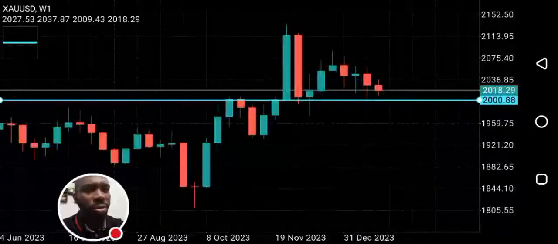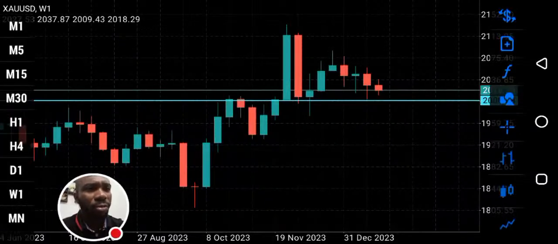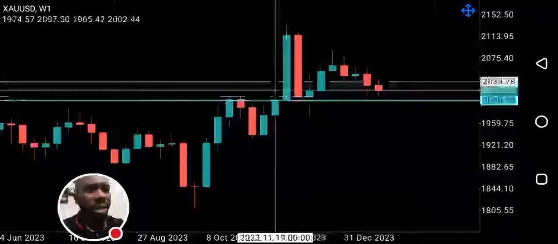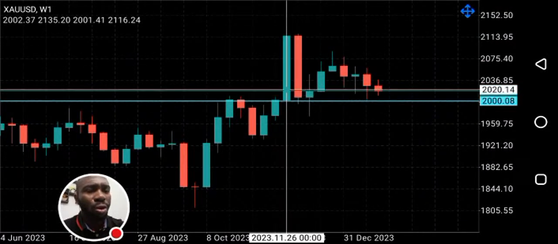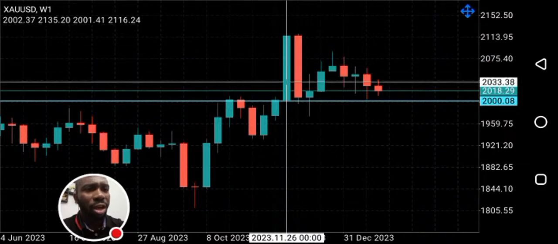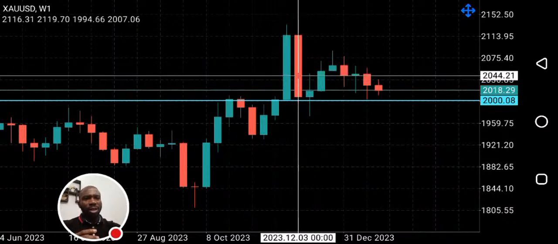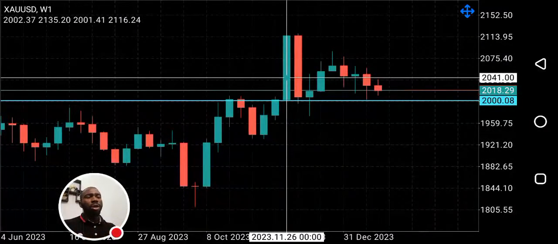Can you see it? You can see the bears have not been able to break that low of that bullish candle. If this bearish candlestick had closed below the low of this bullish candle, that would be a confirmation that we have more sellers in the market.